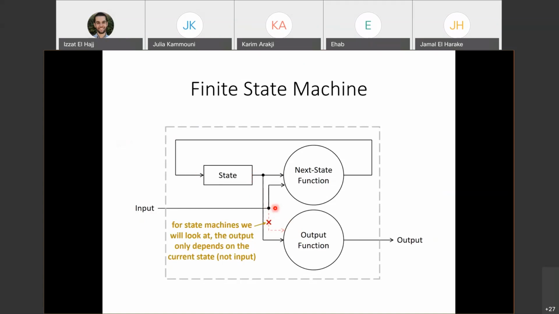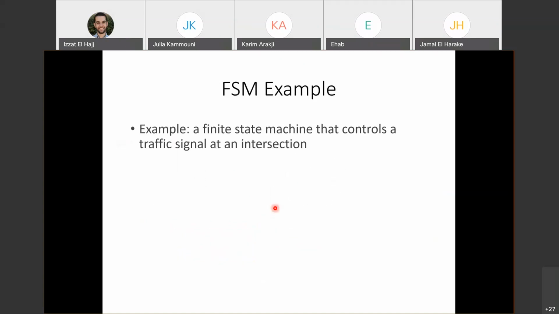All right, so let's do an example. The example we're going to do is we're going to build a finite state machine that controls a traffic signal at an intersection. So we have an intersection. There are two roads that intersect, and we usually have traffic lights that turn red or green to allow cars to pass.